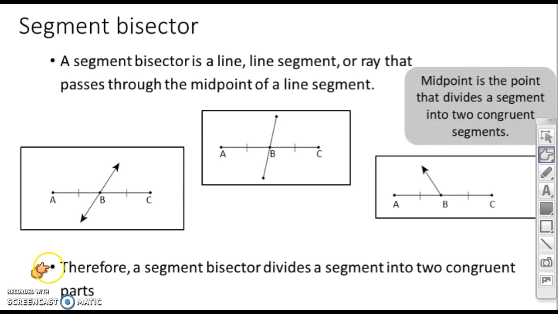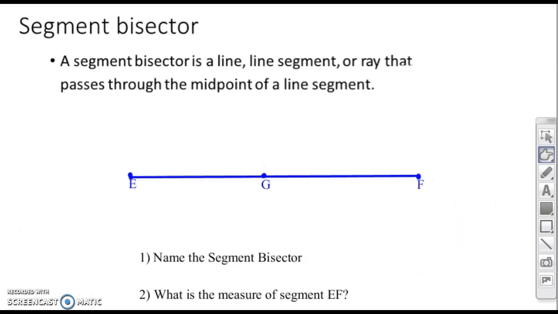And what do we mean by two congruent parts? We mean that the measure of AB is equal to the measure of BC in all of these cases. That's what those tick marks indicate: that this segment, this line, or this ray is dividing the segment into two congruent parts. So here's an example. A segment bisector, again, is a line, segment, or ray that passes through the midpoint of a line segment.